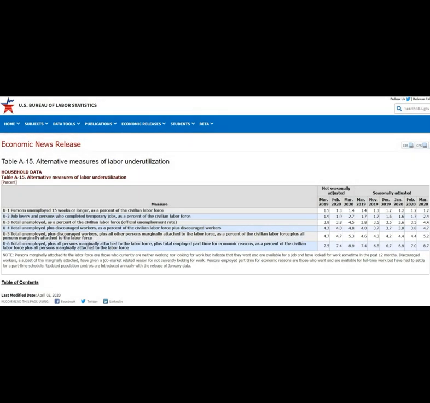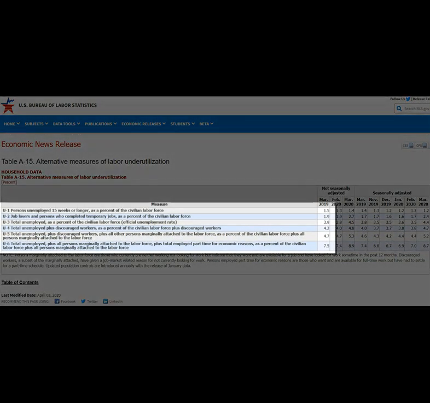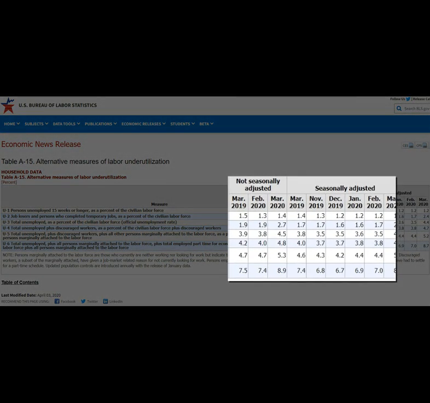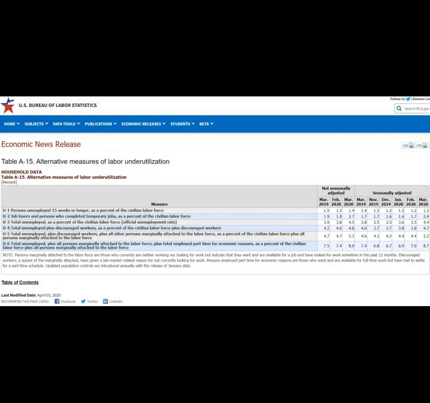So now that we understand the different categories, we can see that U5 or U6 are still quite relevant depending on what you're looking for, even though they're seldom reported. Even with the record low unemployment rates in the last few months, we can see that the U6 is quite a bit higher at about 7.5%. So going forward, it's going to be important that we understand and are able to look at all of these different categories so we can truly see what's going on in the economy.